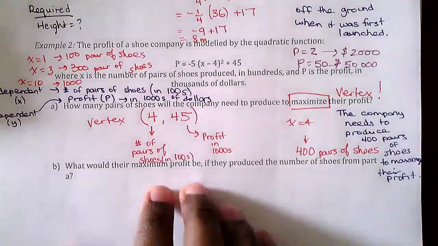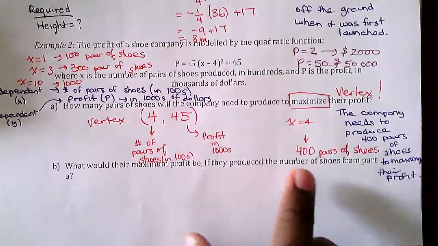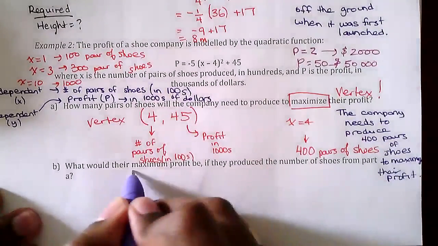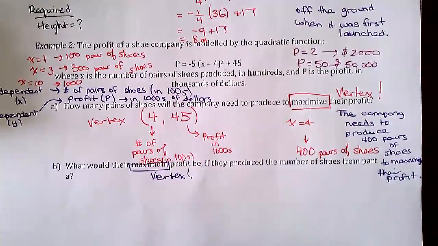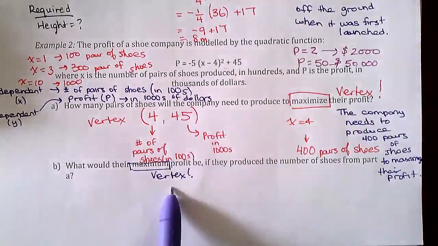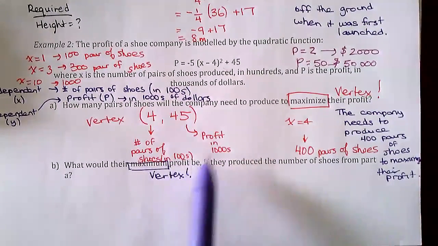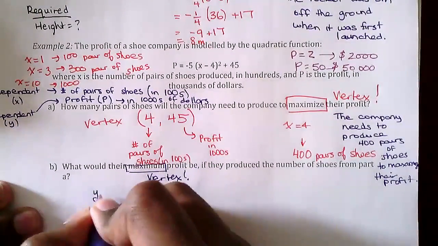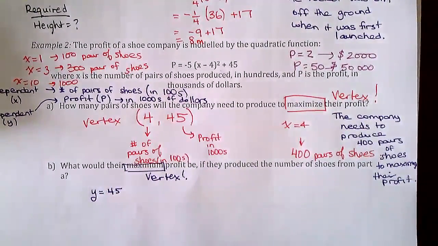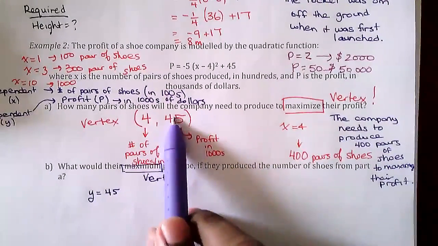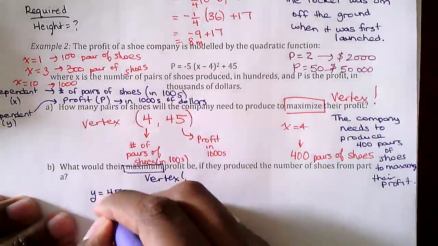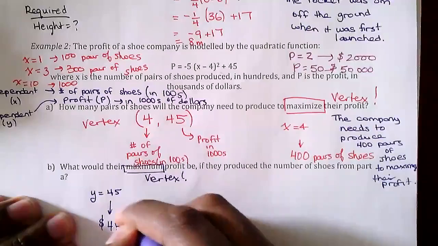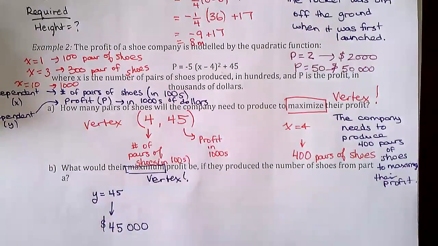Part B says, what would their maximum profit be if they produce the number of shoes from part A? Again, we see the word maximum. We're convinced that we're going to use the vertex. From the vertex, we know that the y represents our maximum profit. So we know that our y is equal to 45. But again, don't forget the context. It's not just 45. This represents the profit in thousands. So even though the y is 45, this represents a profit of $45,000.